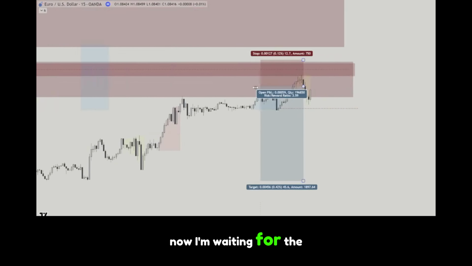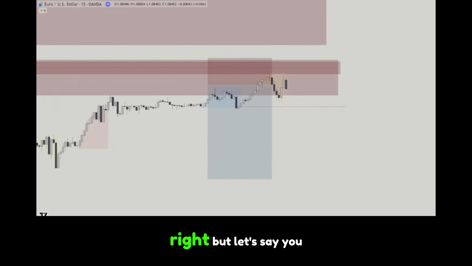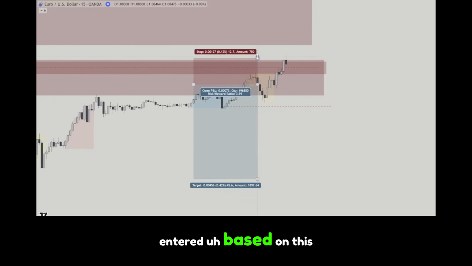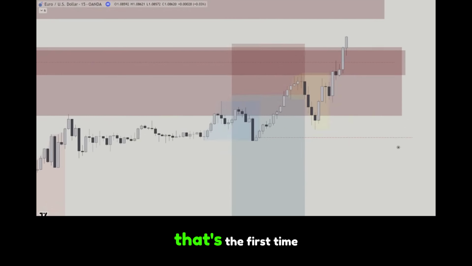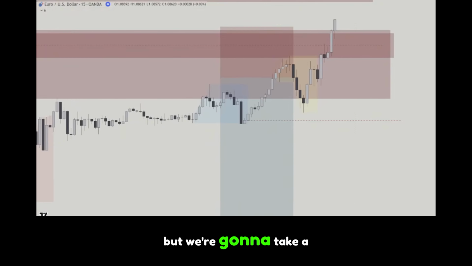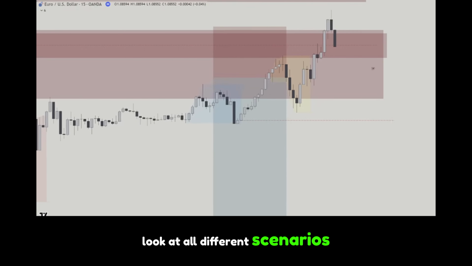Now I'm waiting for the market session shift to happen, right? But let's say you entered based on this reason. Actually, it stopped you out here. That's the first time, and that's why I'll only take changes in delivery at defined and refined areas, right? So I'm going to be looking at changes in delivery now because price hits that overlapping. But we're going to take a look at all different scenarios, okay?